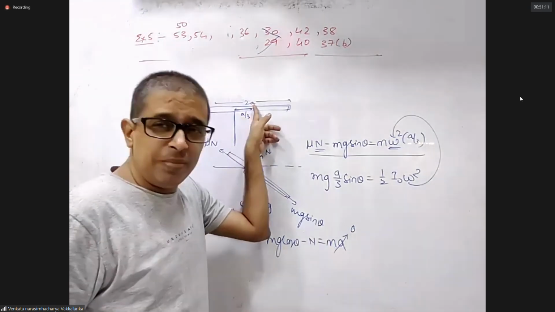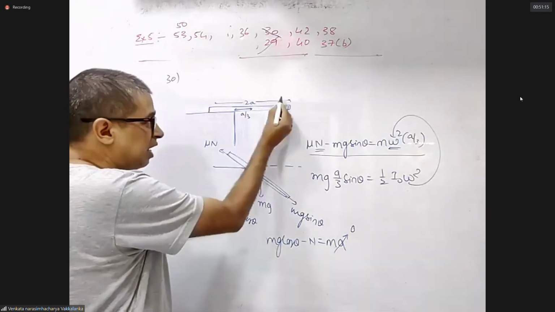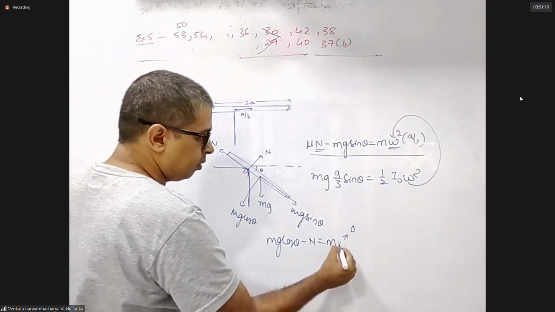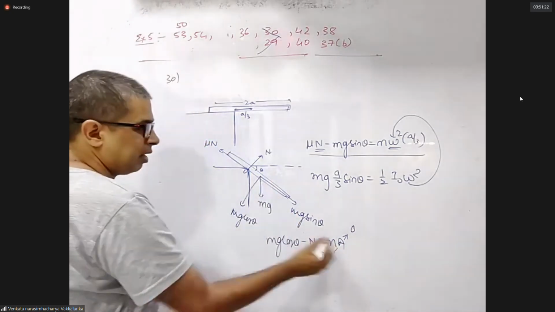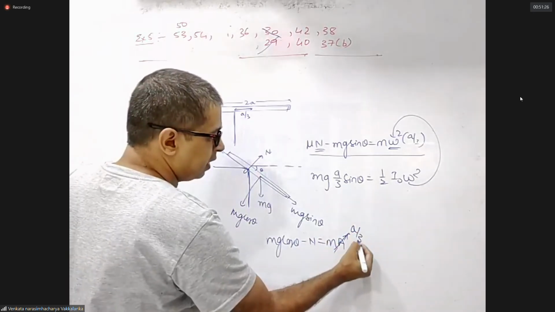I have a very bad habit of using the same symbol for two things. Here a is the length. Here this A is acceleration. Use capital A. Don't mess up with it. Capital A will be equal to a by 3 into alpha.